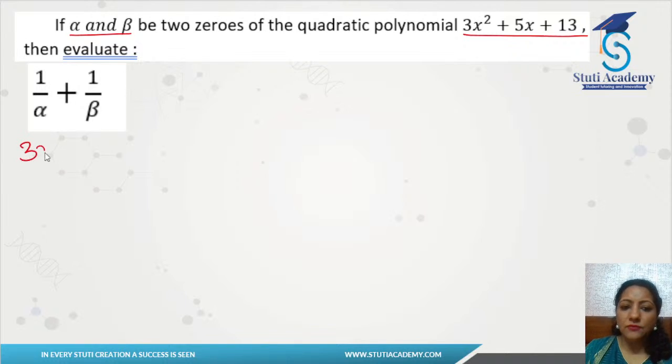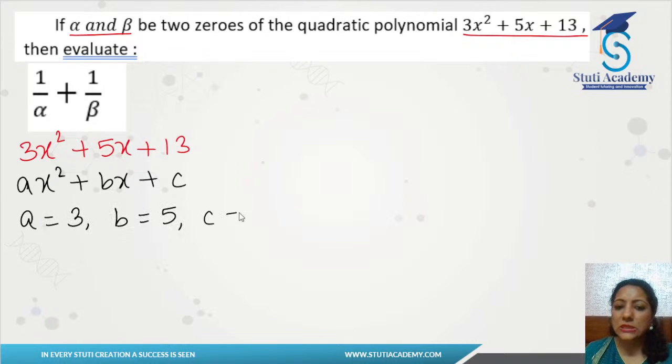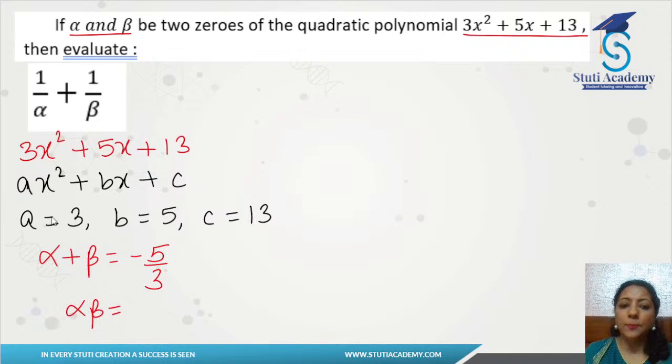Now we have this as the quadratic polynomial. So before we start with anything else, we are going to compare this with the standard form for the quadratic polynomial ax square plus bx plus c. So from here we get a as 3, b as 5 and c as 13. Now we have to solve for 1 upon alpha plus 1 upon beta. So alpha and beta are given to be zeros of the polynomial. So we have alpha plus beta is equal to minus b upon a, that is minus 5 by 3. And alpha beta as c upon a, that is 13 upon 3.